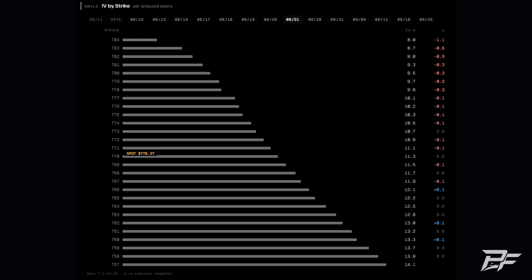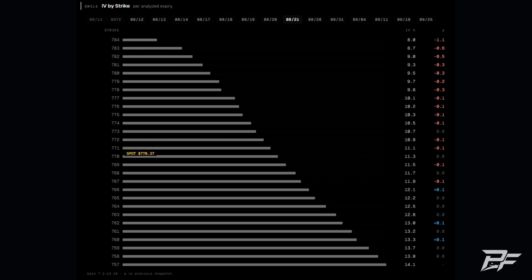Third tool, skew. Options at different strikes trade at different IVs, and the shape tells you what the hedging money is paying for. In equities, out of the money puts normally trade over calls. There's always baseline demand for crash insurance. What you're watching is the change.